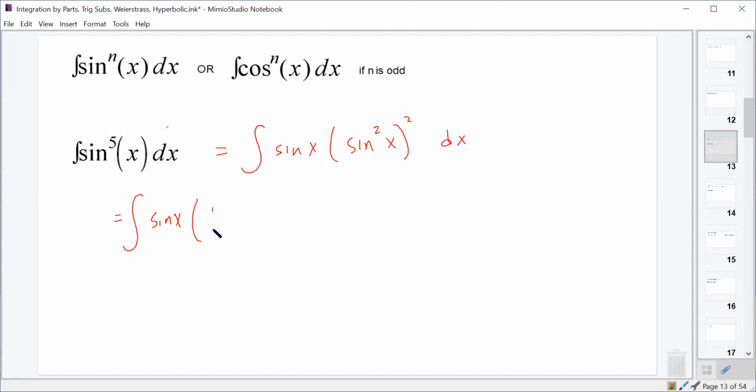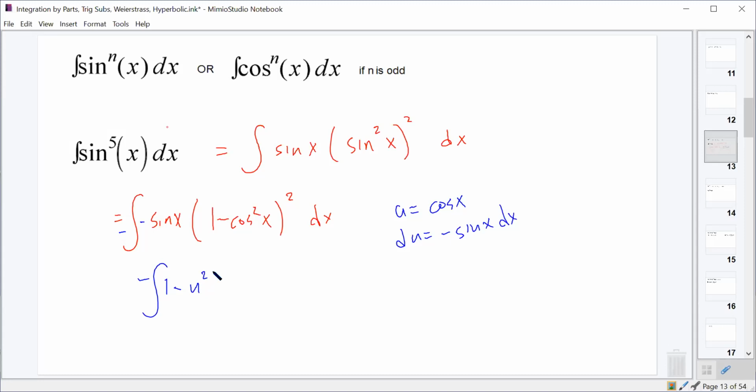Yeah, we're going to turn the sine squared into 1 minus cosine squared x dx, and then we're going to make a u substitution, right? So these ones should be familiar to you. We'll let u equal cosine x, right? And then du will be negative sine x dx, and we'll need a negative. And what do we end up with? We end up with the opposite of the integral of 1 minus u squared du, right?